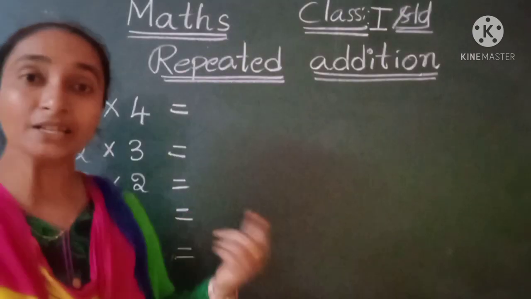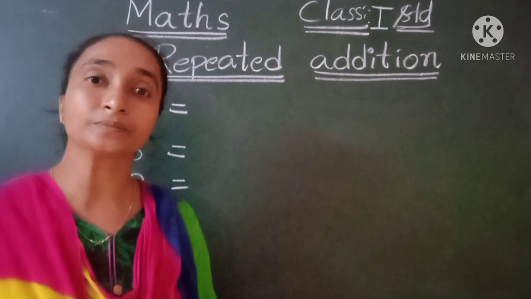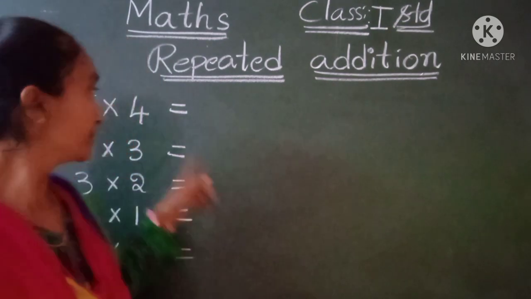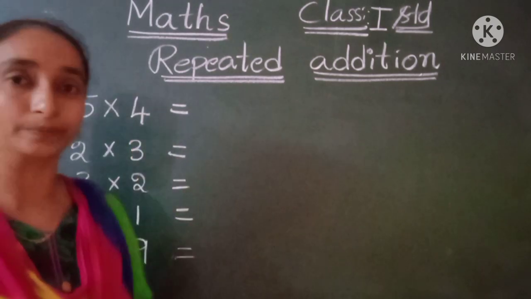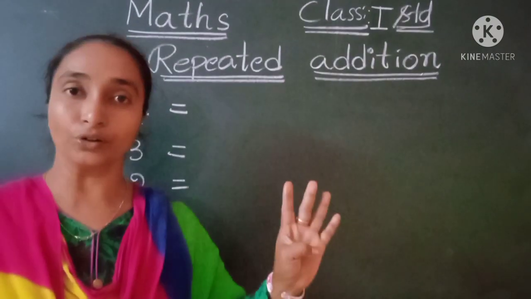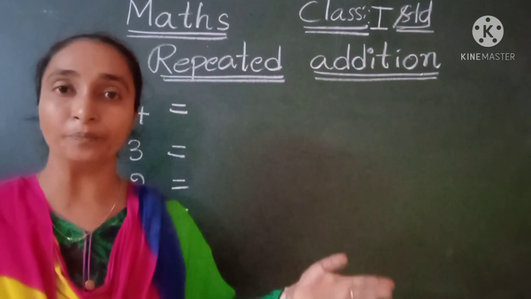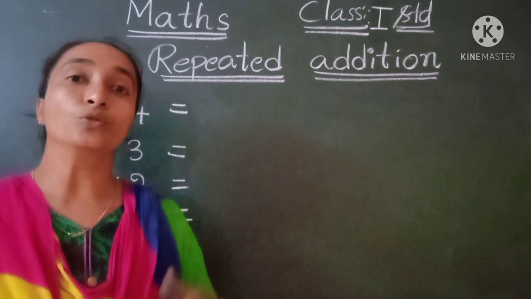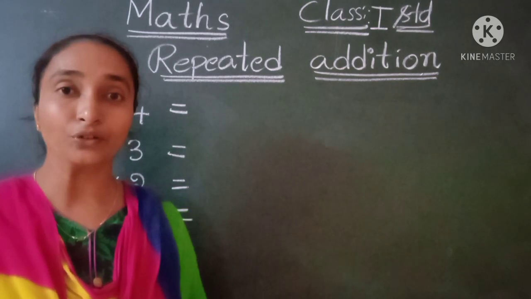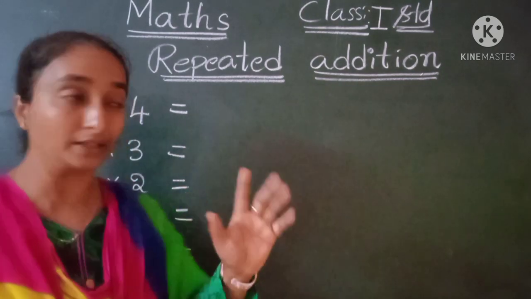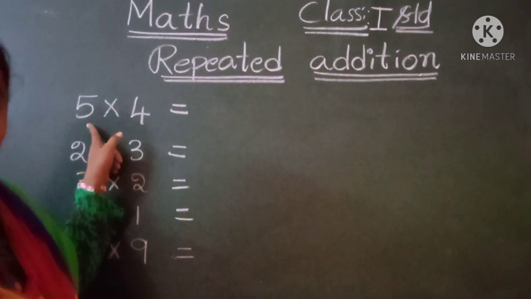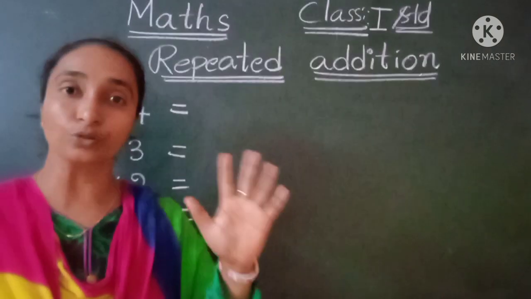Now in each group how many are there? How could we know? By the second number. So in each group there are 4. 4, 4, 4. That means in every group there is a 4. So how many times do we have to write the 4? 5 times we have to write it, because 5 groups are there. The first number they have given here, 5, means the 5 groups.